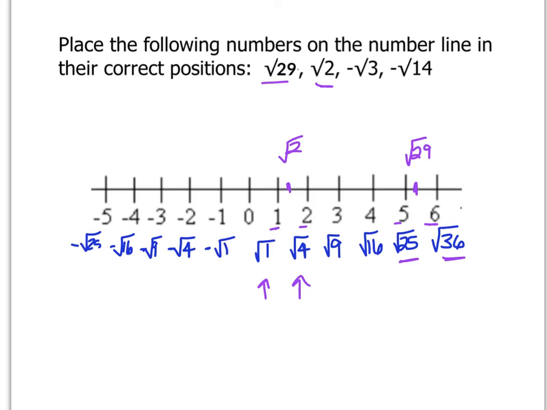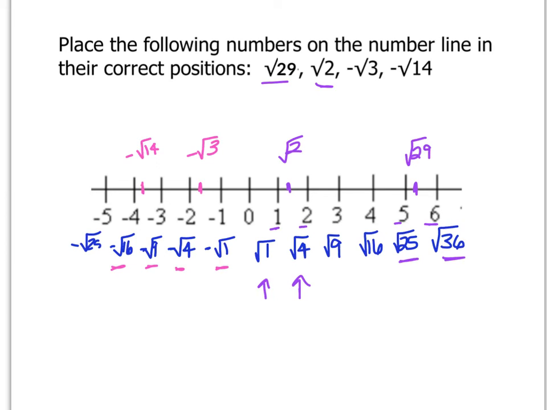The negative square root of 3. It's going to be in between the negative square root of 1 and negative square root of 4. It's closer to 4, so that means it's going to be closer to -2 as my integer. And then the negative square root of 14 is going to be in between negative square root of 9 and 16. Slightly closer to 16, which means it's slightly closer to 4. And that's where it belongs.